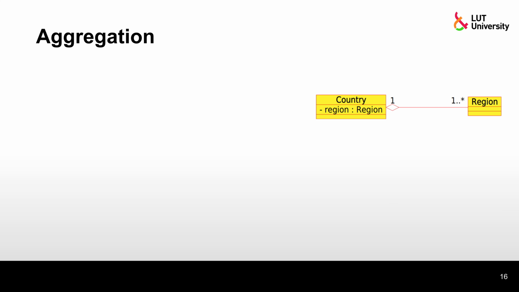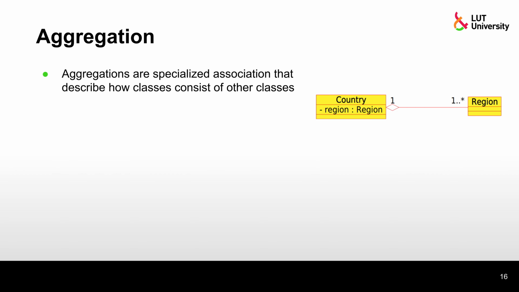And then there are these different arrows and lines. First, aggregation. Aggregation is a specialized association that describes how classes consist of other classes. So this means that here the region is part of a country. For example, we can have Lappeenranta, which is part of Finland, or Kiev, which is part of Ukraine, or Moscow, which is part of Russia. And these regions cannot be part of two countries. So Lappeenranta can exist only in Finland and Moscow only in Russia.